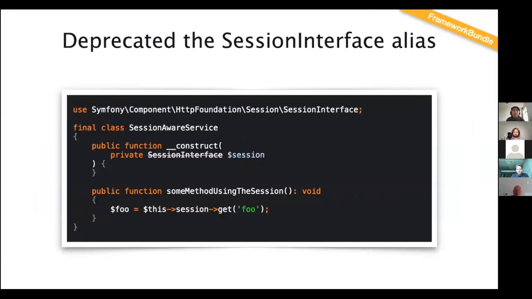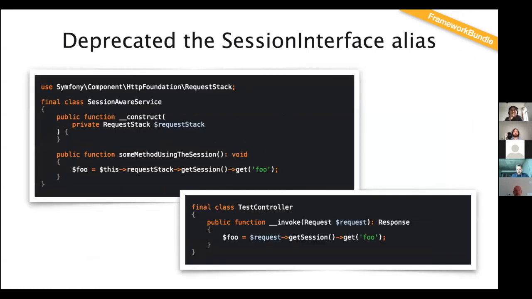The next deprecation in the framework bundle is the deprecated SessionInterface alias. So you are not able to use the session service and autowire it in one of your services anymore. You should use the request stack if you want to access the session. Or if you're in a controller, you can access the session via the getSession method from the request itself.